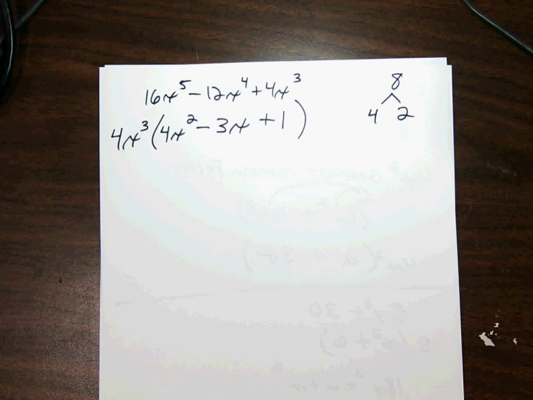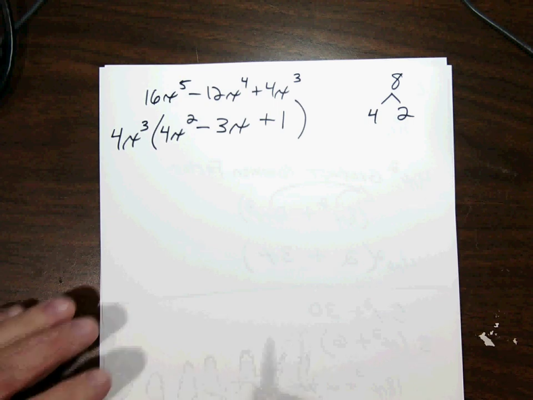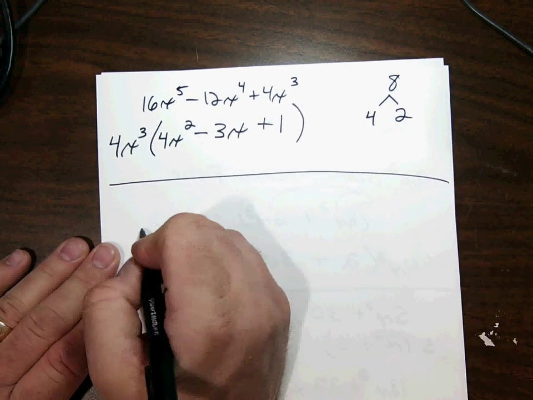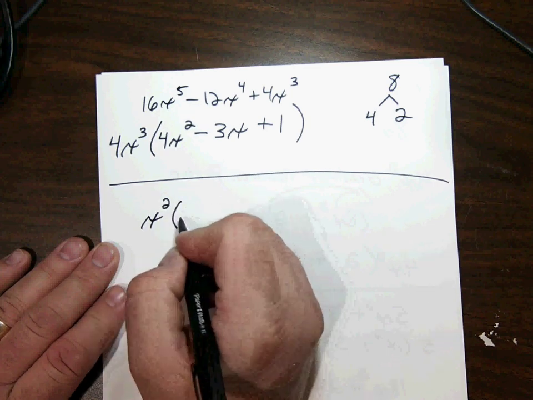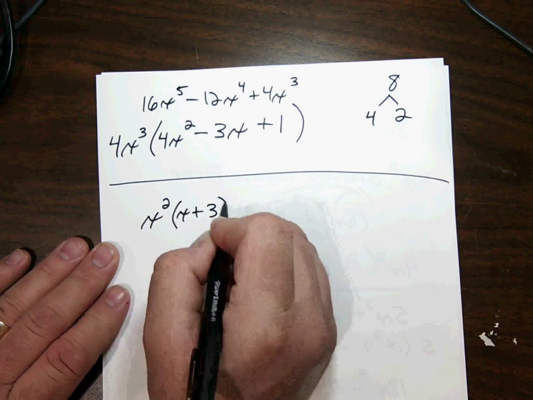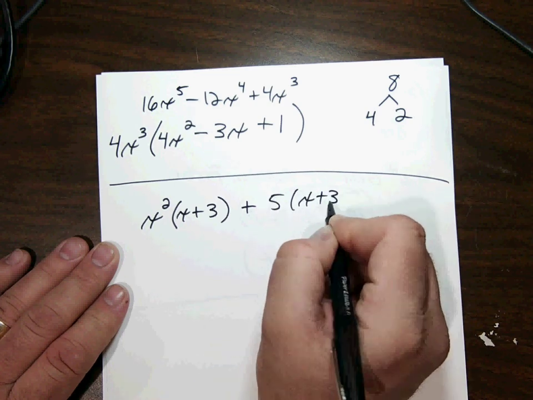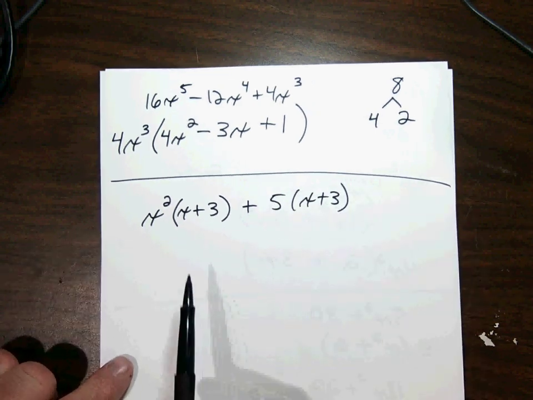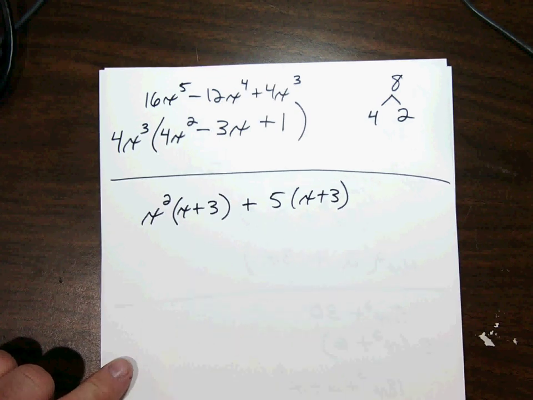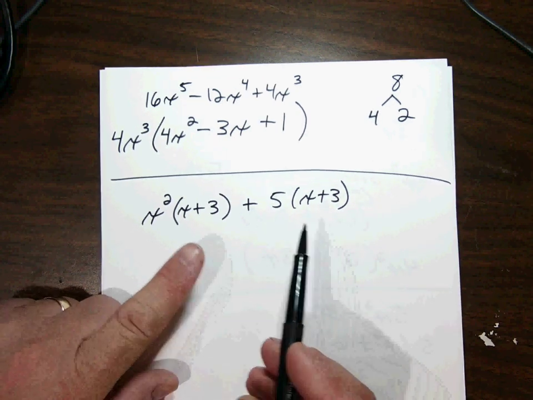Sometimes the greatest common factor is a multiple-piece entity. In other words, x squared times x plus 3, plus 5 times x plus 3. You see, the only thing common here is the x plus 3. Okay, so that's going to be factored out.